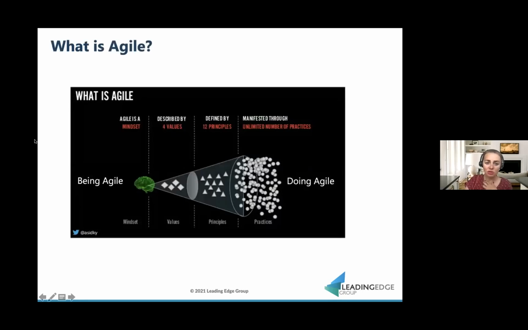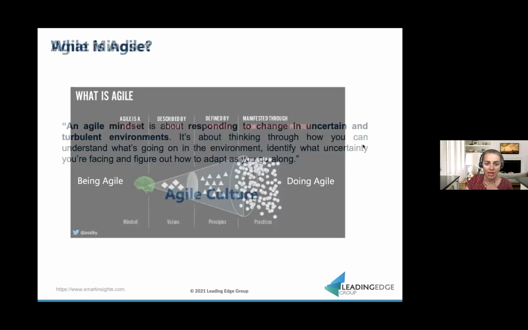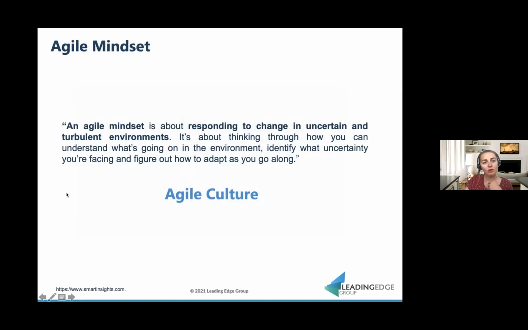And this is another picture stating exactly the same. So we start with the mindset. This is about being Agile. And then we go through Agile values, principles, and then at the end, we do Agile, which is about different tools, techniques, and practices. And starting with Agile mindset again, different angle to it. Why Agile mindset is important?